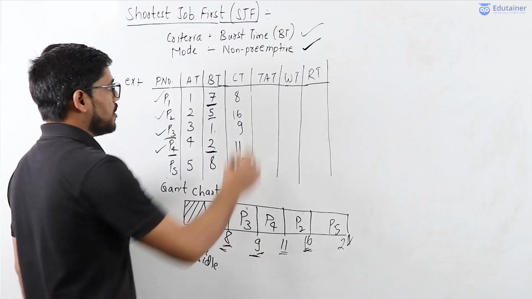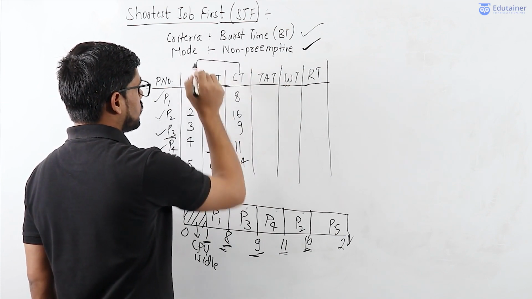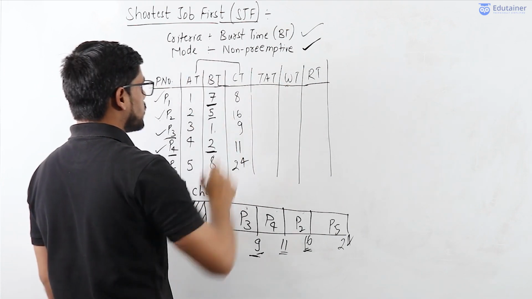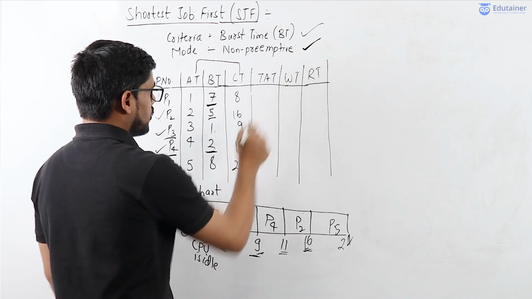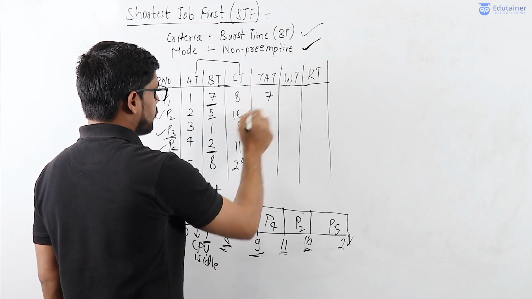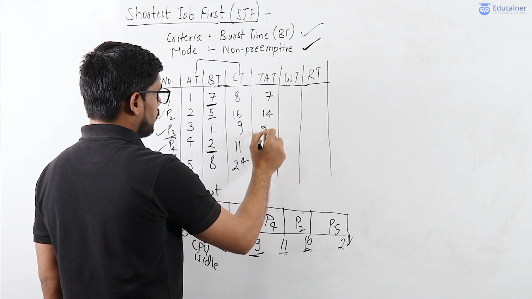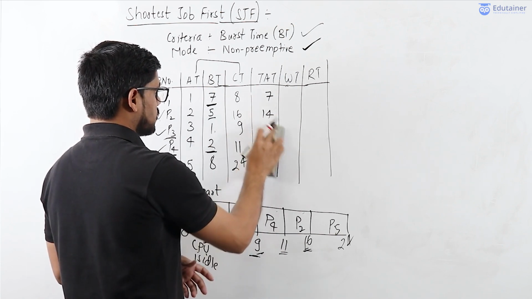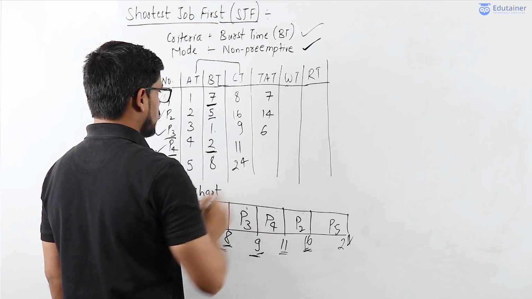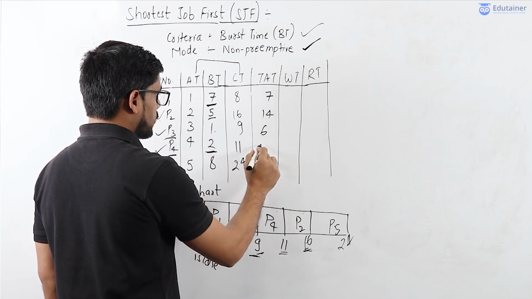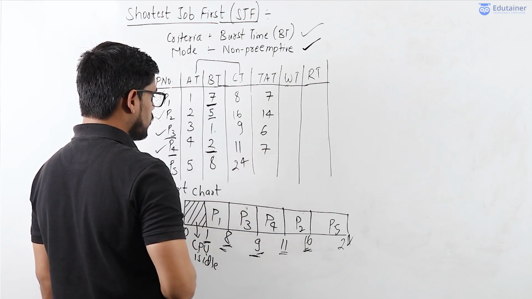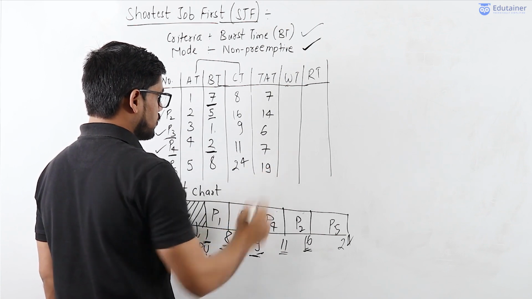Now after the completion time, try to find the turnaround time. Turnaround time is completion time minus arrival time. 8 minus 1 is 7, 16 minus 2 is 14, 9 minus 3 is 6, 11 minus 4 is 7, 24 minus 5 is 19.